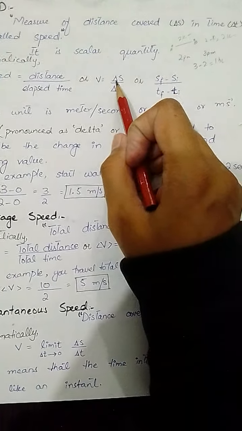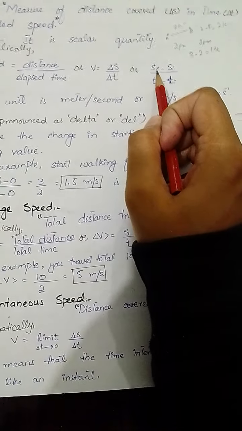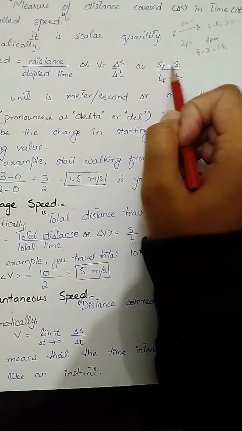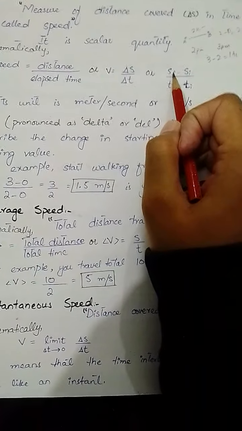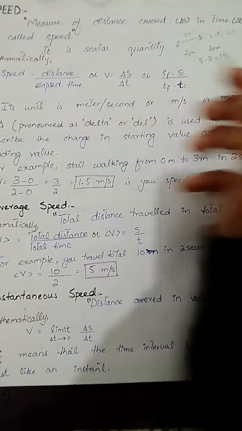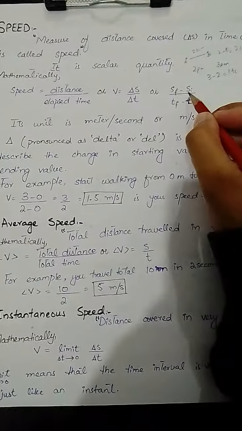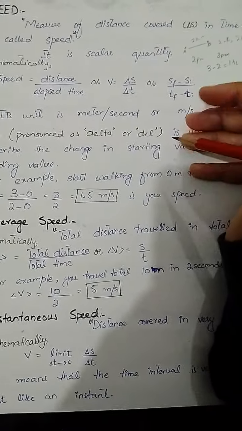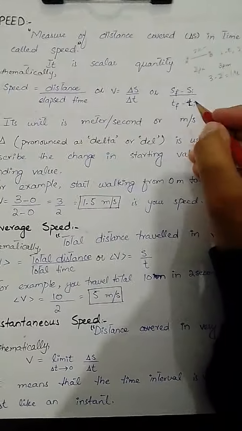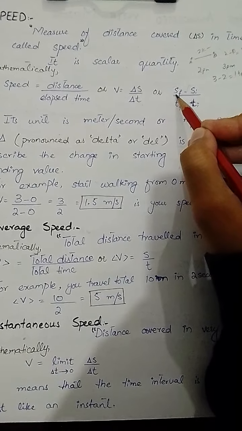ठीक है? That is why we always write del S equals SF minus SI, where SF is the final distance and SI is the initial distance, or you can say SF is the ending value, and SI is your starting value, or we call it the initial value. So this is the starting value that we get and this is the final value, right?